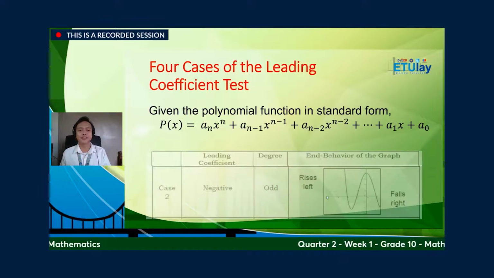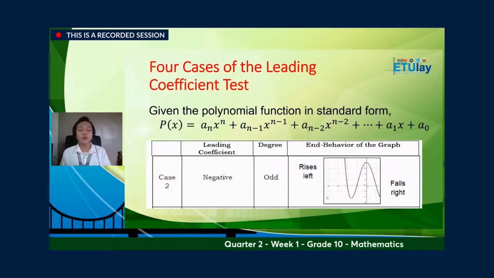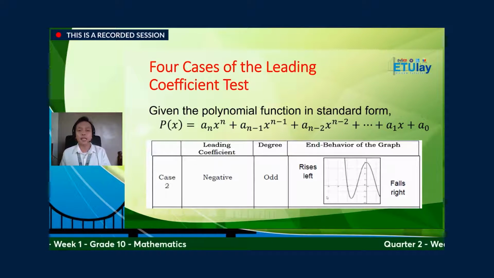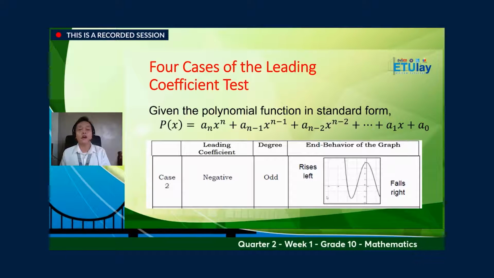Case number 2, if the leading coefficient is negative, the degree is odd, our end behavior of the graph in left tail rises while the end behavior of the graph in right tail falls.